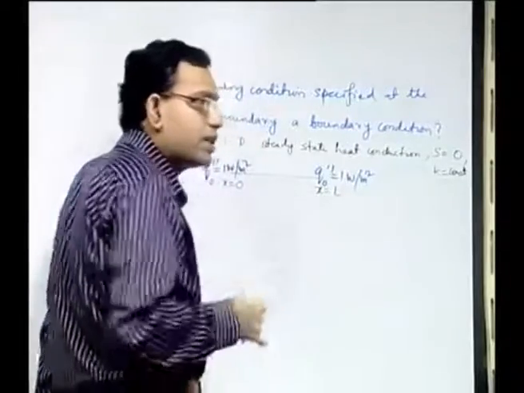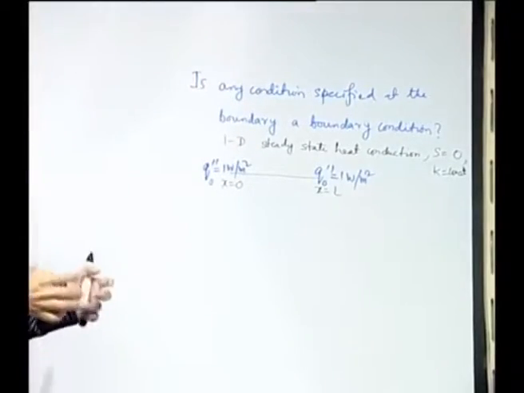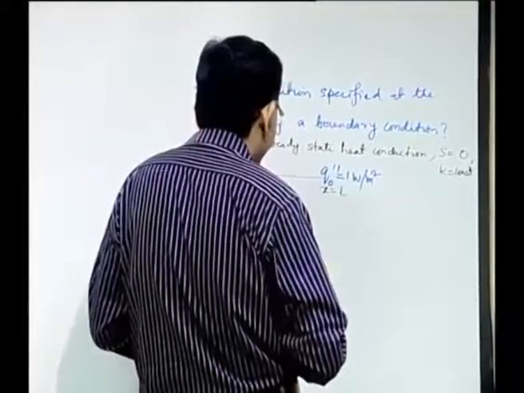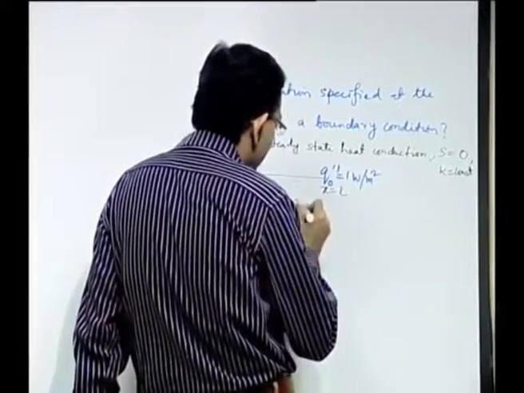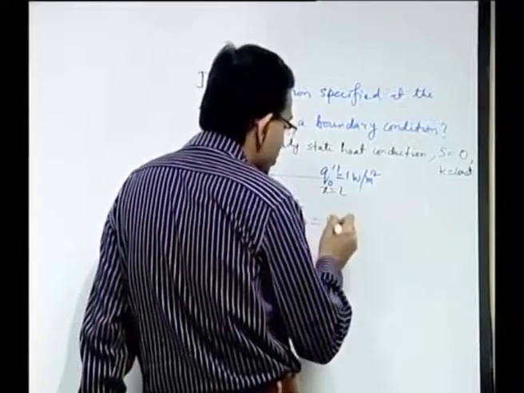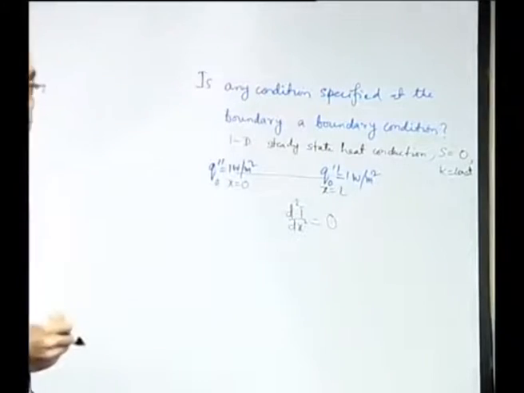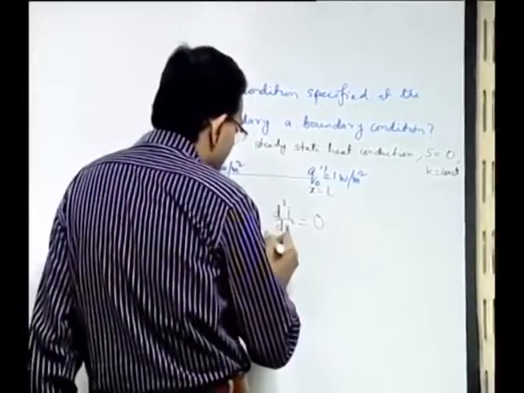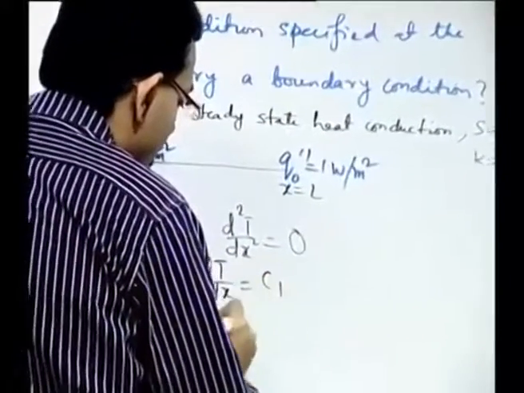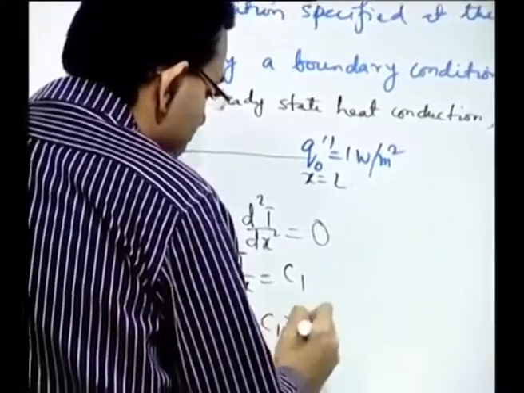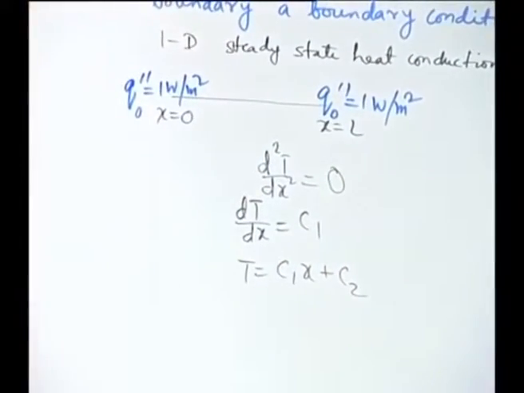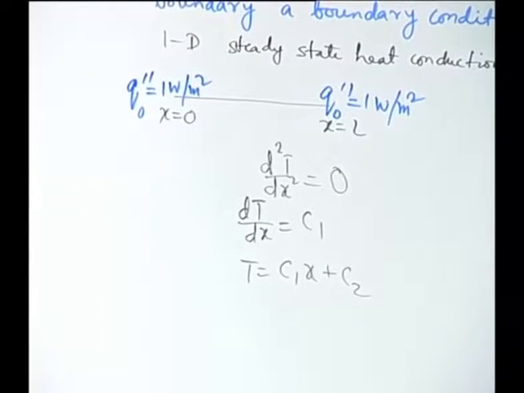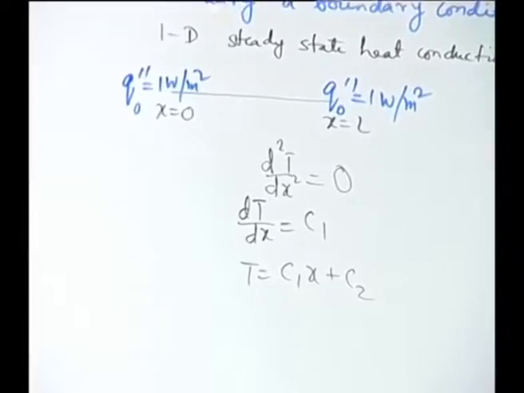Now let us try to solve this problem. It may appear to be very simple, but let us try to solve it and see how simple it is. So you have d2T/dx2 is equal to 0, that is the governing differential equation. So dT/dx is equal to C1, T is equal to C1x plus C2. C1 and C2 are two independent constants of integration which you can find out from the boundary conditions. If you can find out, then it is fine.